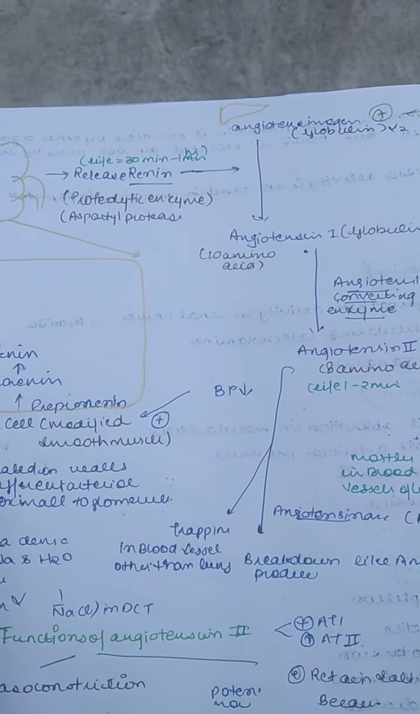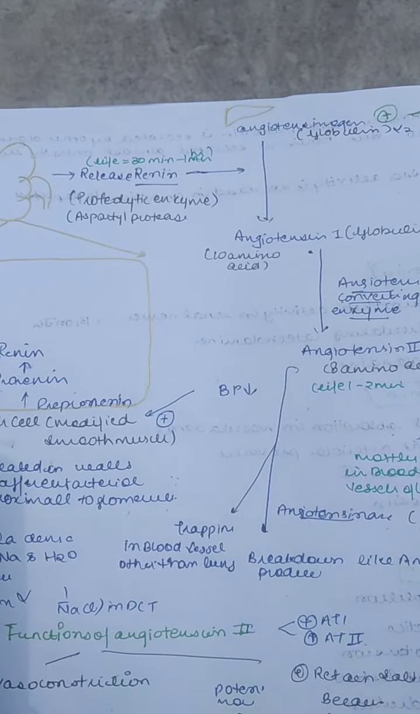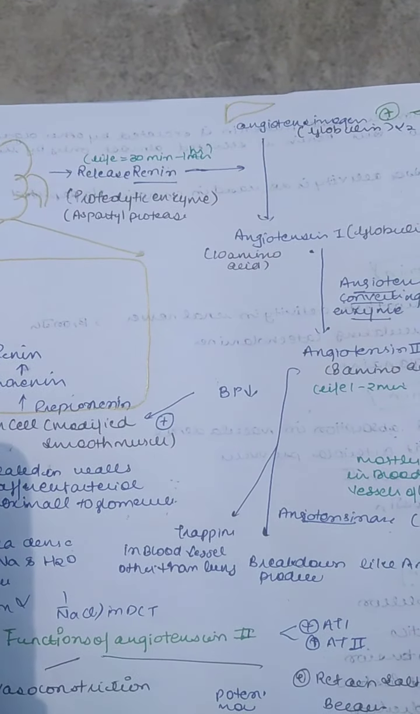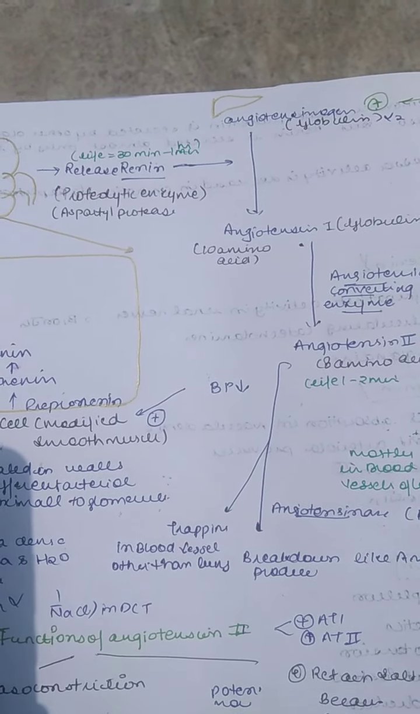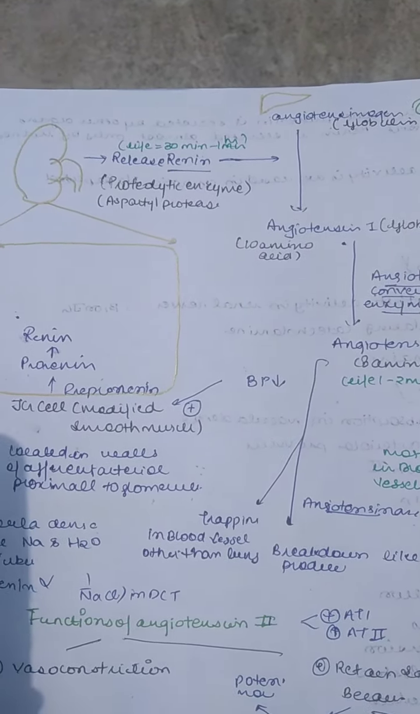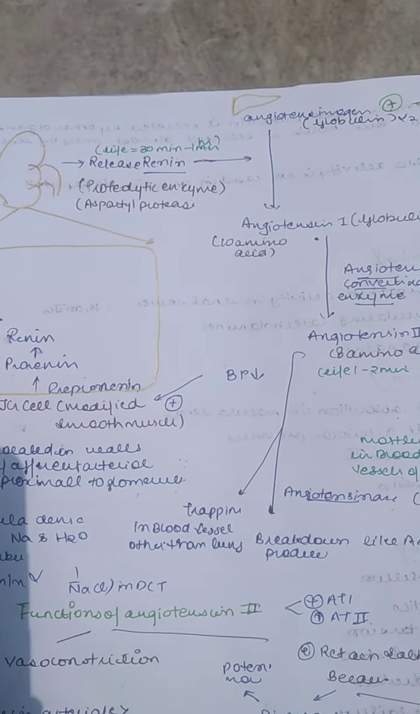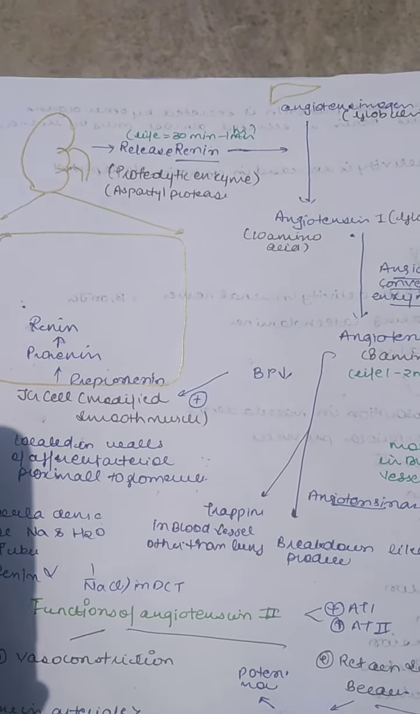Okay, so this is my first video, and this video is about the RAAS system. The full form of RAAS is renin-angiotensin-aldosterone system, and it has many components. So let me first enumerate the components of it.